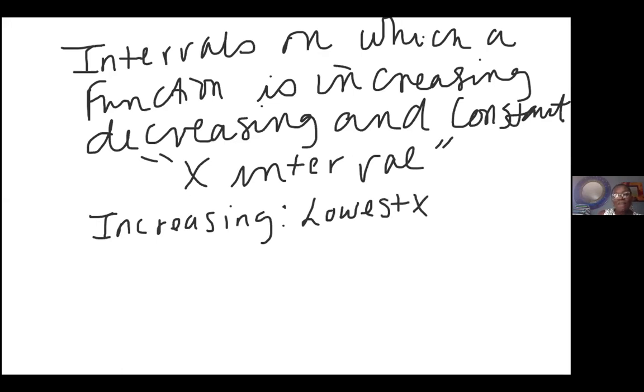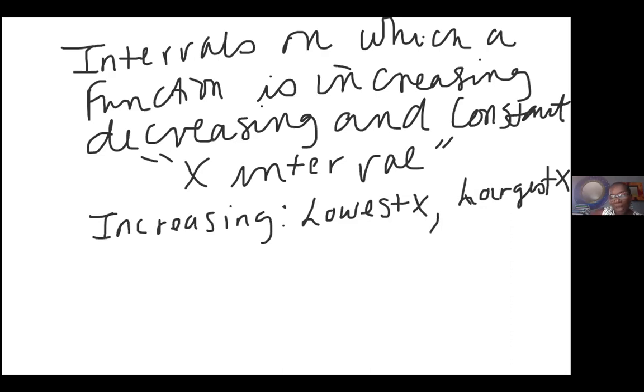as in the y values are getting larger and larger. What is the lowest x where the graph starts to increase? And at what x value does it stop increasing? At what value does it stop increasing?